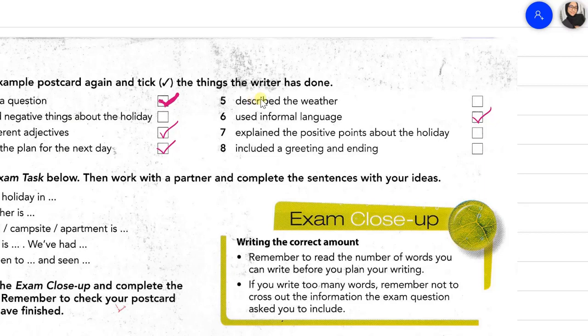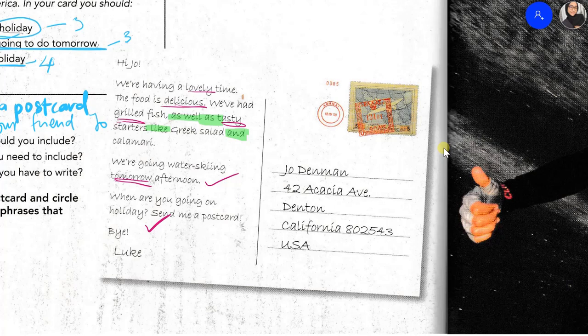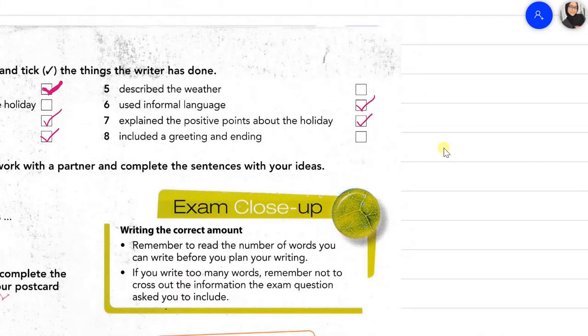Okay, number 7, did the writer explain the positive points about the holiday? What are the positive points? These are positive points. Lovely time, delicious. So yeah, number 7 is correct.